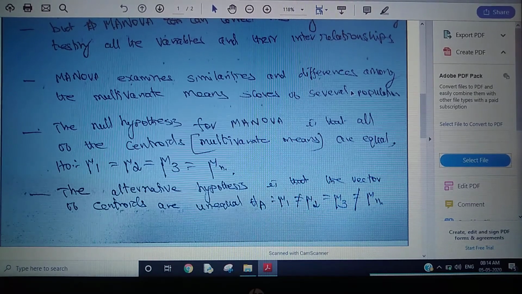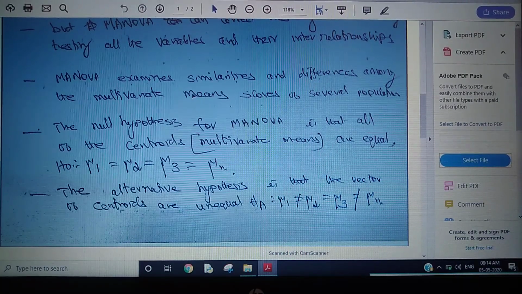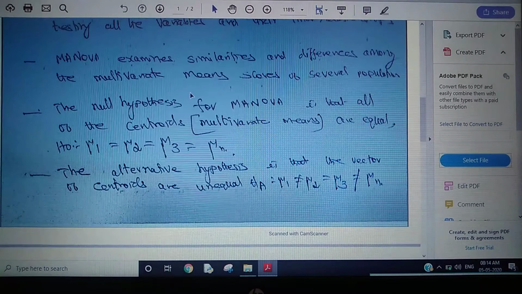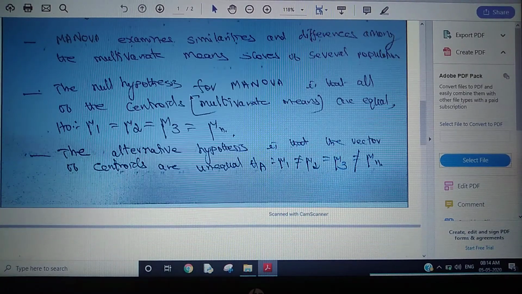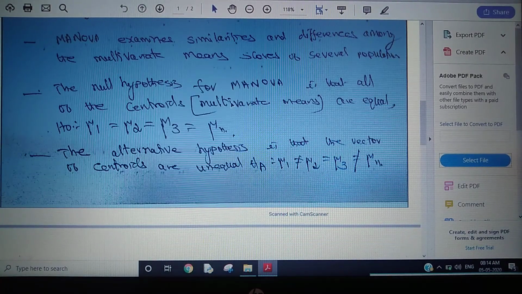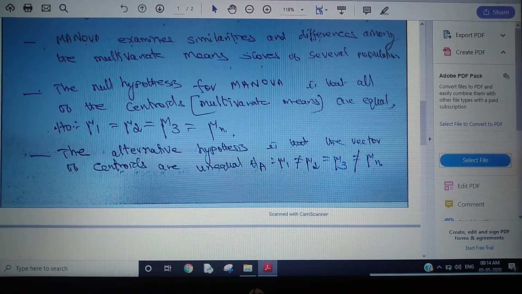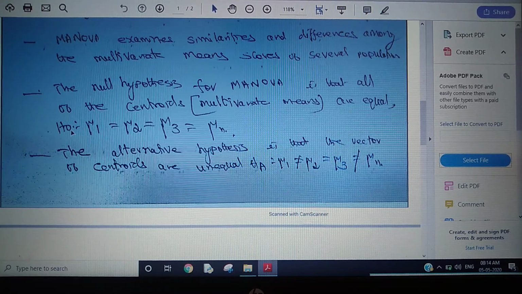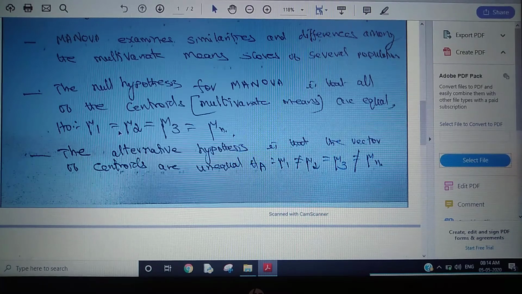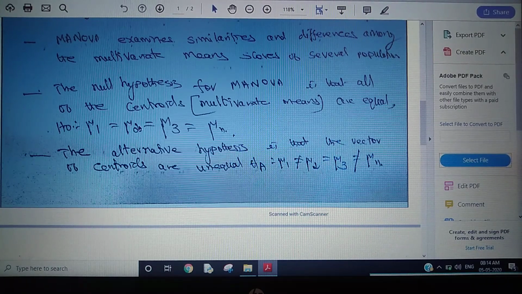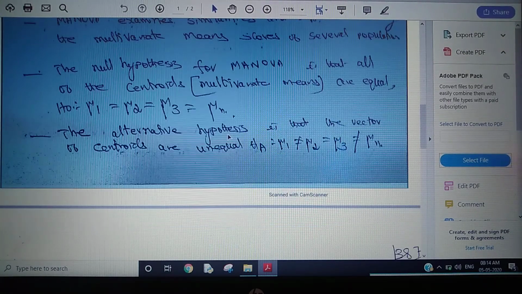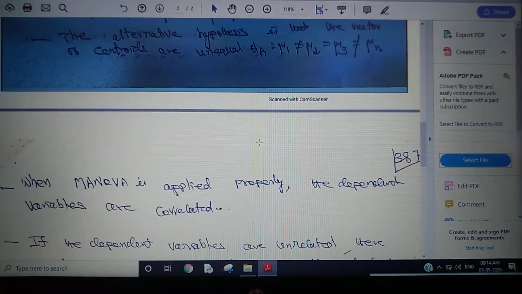MANOVA examines the similarities and differences among the multivariate means, the different sample means, the mean scores of several populations. There are so many populations, three or four, and the mean score of the variables will be tested in the MANOVA technique. The null hypothesis for MANOVA is that all of the centroid means are equal: H0 is mu1 equals mu2 equals mu3 up to mu n. The alternative hypothesis is that they are not equal. So here again the mean is tested.